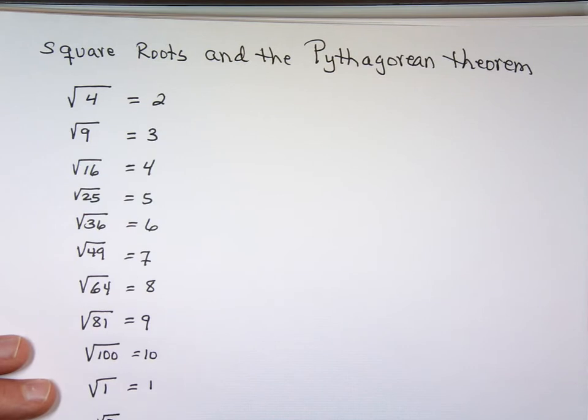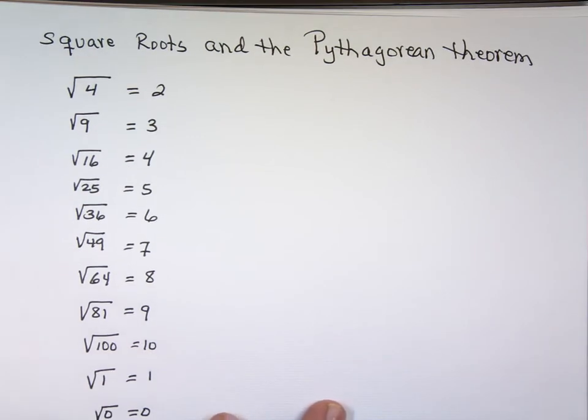What's the square root of 0? 0. That's not a positive number. That's why we say find a non-negative. It can't be negative. It's either positive or 0. When it's 0, the answer is 0. But otherwise, the answer is always positive.